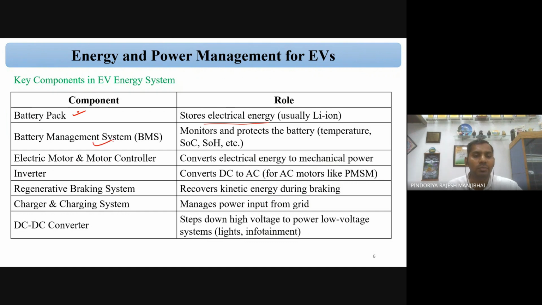Battery management system, that is the heart of the vehicle. So we have to monitor and protect the battery parameters. So there is temperature, SOC, SOH, etc. So that is the battery management system.